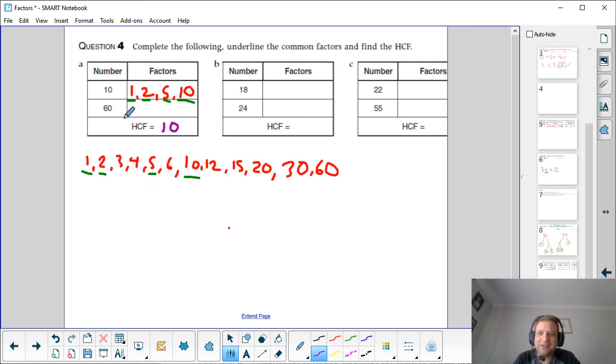So that means if I had a fraction with a 10 and a 60 in it, I'd be dividing both parts by 10 because it's the biggest number that goes into it. But follow this process to find the highest common factor, you'll be right.